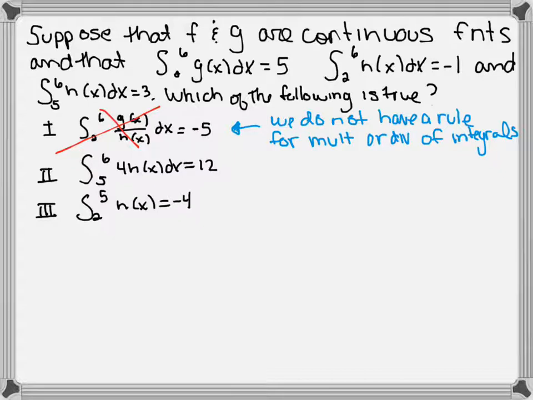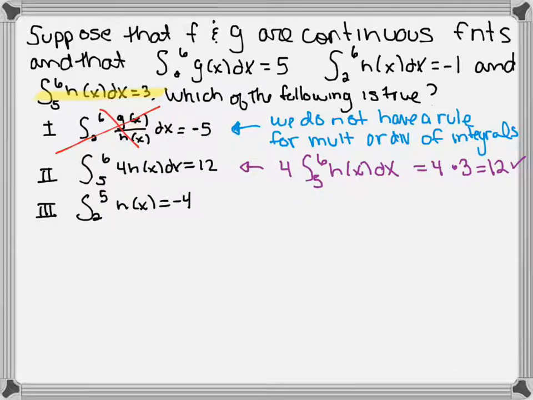The second one says find the area under the curve between 5 and 6 of 4h of x dx. Well, 4 is a constant, so we do have a rule for a constant. We can bring it to the outside, find the area under the curve of the integral from 5 to 6, which is 3. So 4 times 3 is 12, so that checks out.